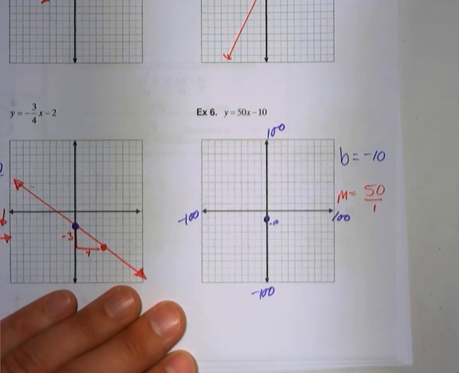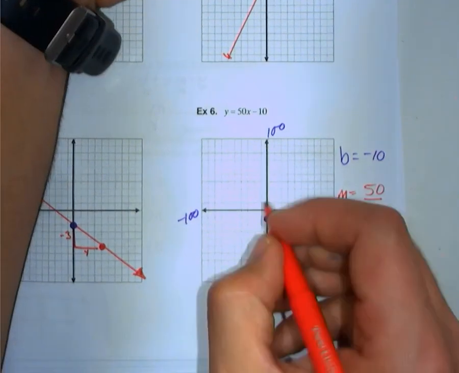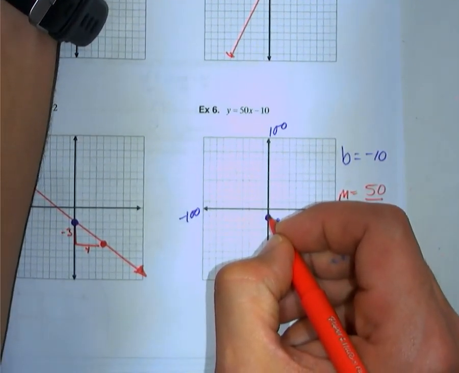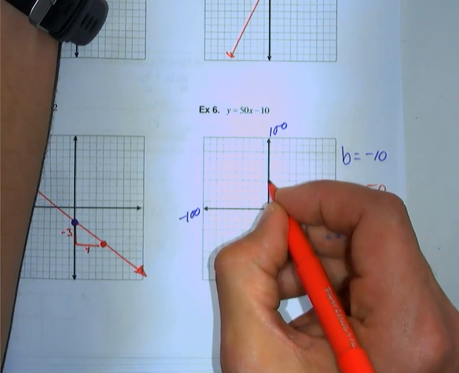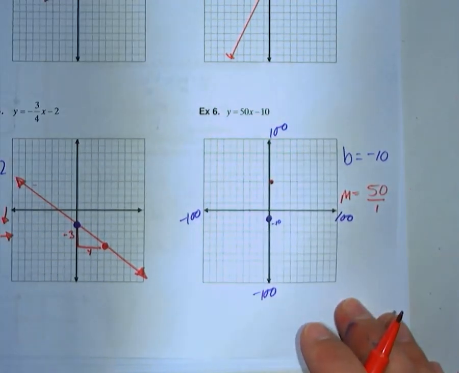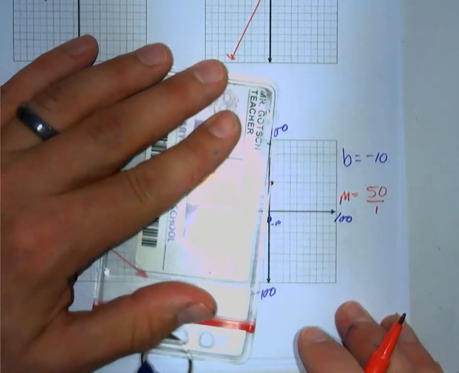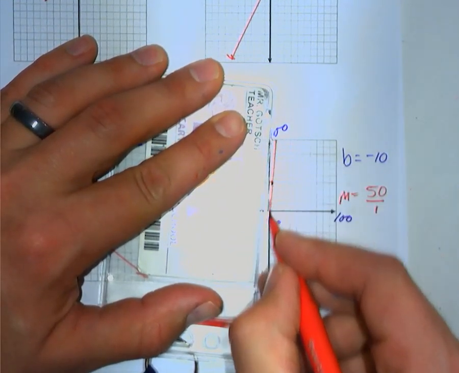And then I'm going to go up 50, but then over just 1/10 of a box. So I go up 10, 20, 30, 40, 50, and then over 1/10 of a box. So this line is super steep. It's not quite vertical, but it looks almost like a vertical line.